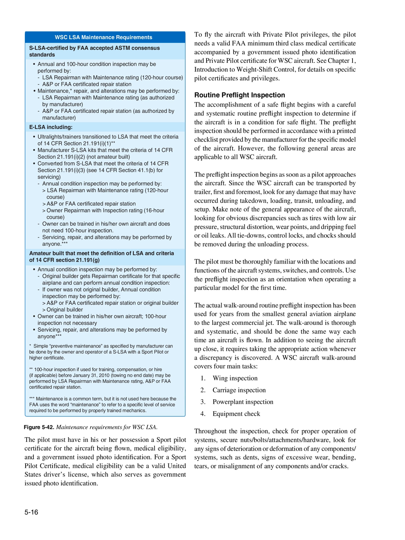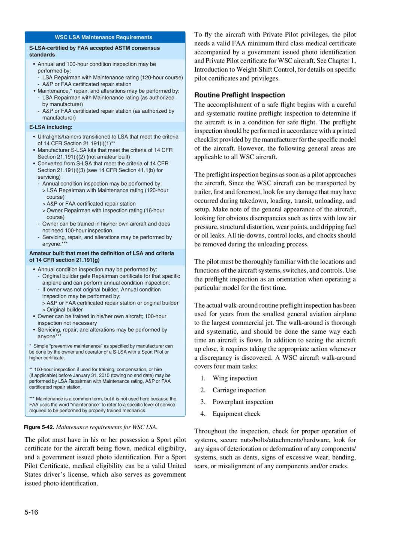The pilot must have in his or her possession a sport pilot certificate for the aircraft being flown, medical eligibility, and a government-issued photo identification. For a sport pilot certificate, medical eligibility can be a valid United States driver's license, which also serves as government-issued photo identification. To fly the aircraft with private pilot privileges, the pilot needs a valid FAA minimum third-class medical certificate accompanied by a government-issued photo identification and private pilot certificate for WSC aircraft. See Chapter 1, Introduction to Weight-Shift Control, for details on specific pilot certificates and privileges.